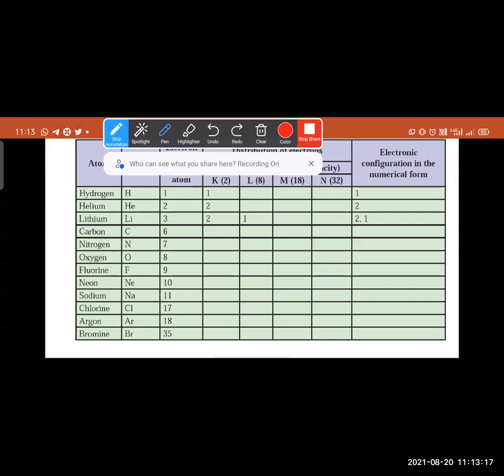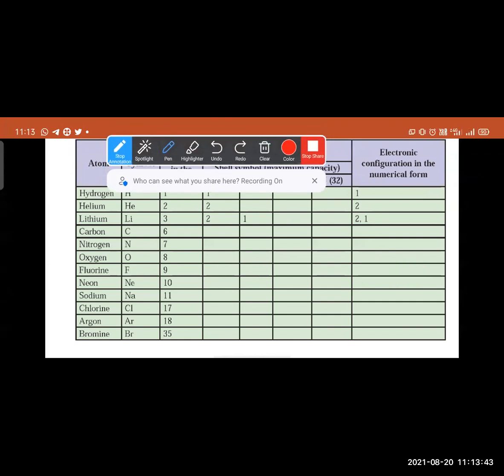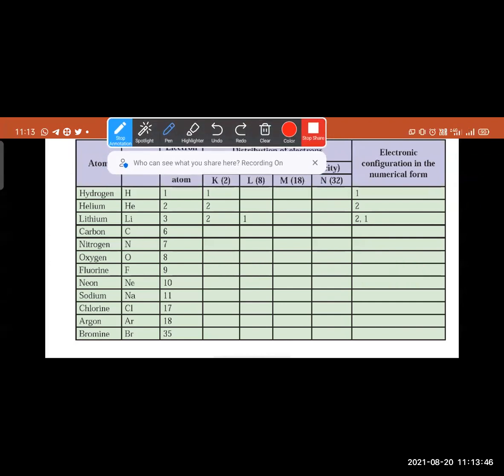Now, the next one is fluorine, atomic number 9. The first orbit will have 2 electrons and the remaining 7 electrons will be placed in the second orbit. Therefore, the electronic configuration will be 2, 7. Now, in case of neon, the first orbit will have 2 electrons and the second orbit will have 8 electrons. Here the electronic configuration will be 2, 8.